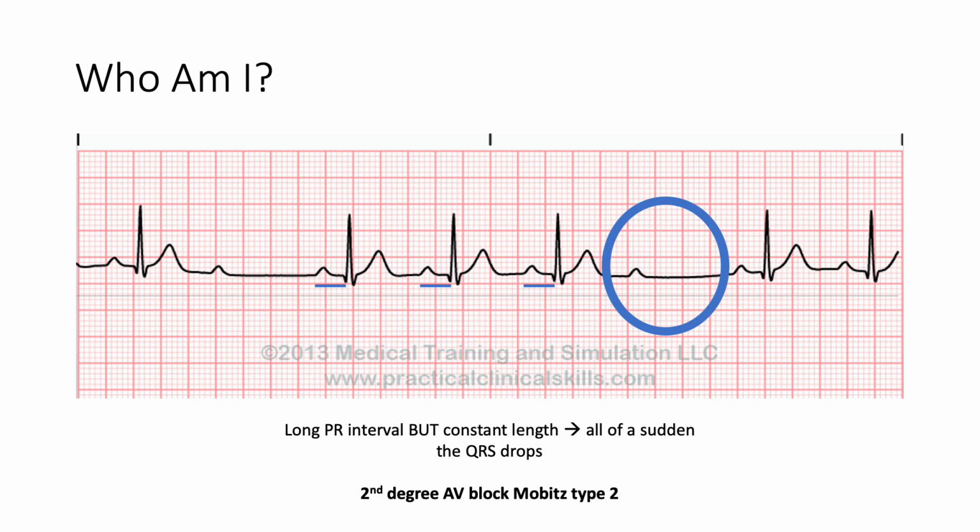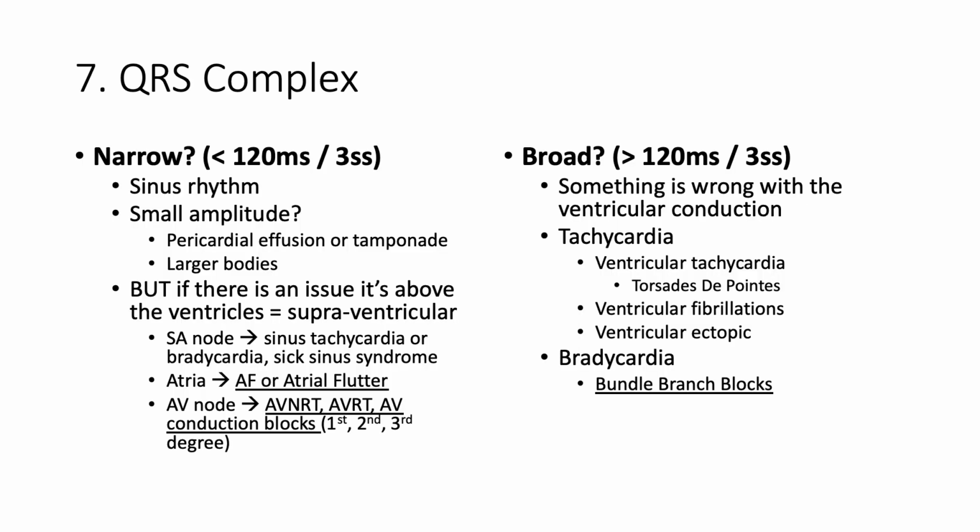And there's just some highlighting. So moving down to the QRS complex, it's good to work out, is this a narrow QRS complex or is this broad complex? And if it's narrow, it means that there isn't an issue in the ventricles. It's above the ventricles, and that's called supraventricular. And if it's fast, then it'll be tachycardia.